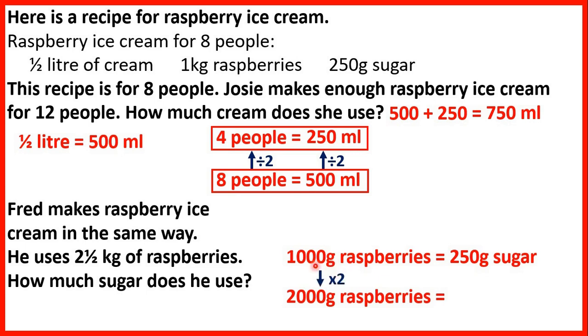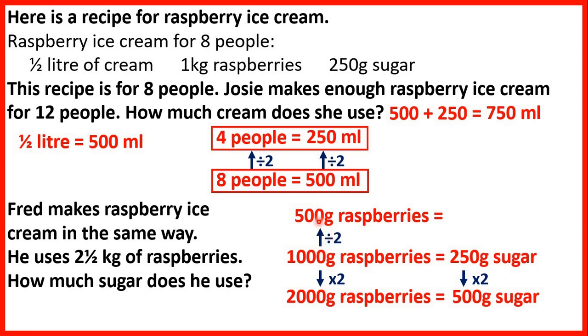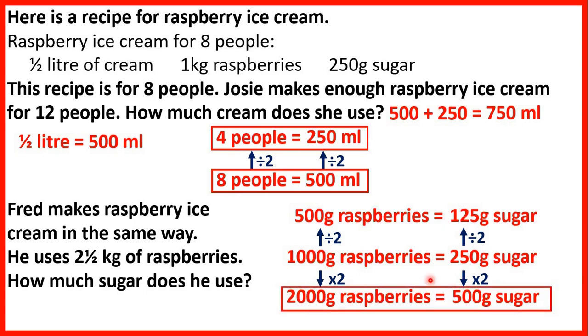So if we double that, 2000 grams of raspberries means that he needs 500 grams of sugar, because 250 times 2 is 500. But we want 2.5 kilograms, so that's 2500 grams, because half a kilogram is 500 grams. So to get from 1000 to 500, we can divide by 2, and if we work out 250 divided by 2, we'll get 125. So we know that for 2000 grams of raspberries, we need 500 grams, and for 500, we need 125.